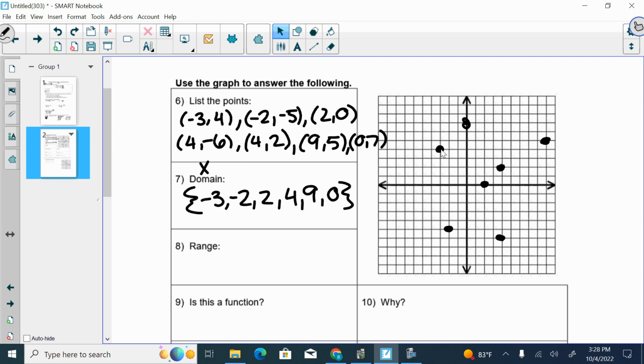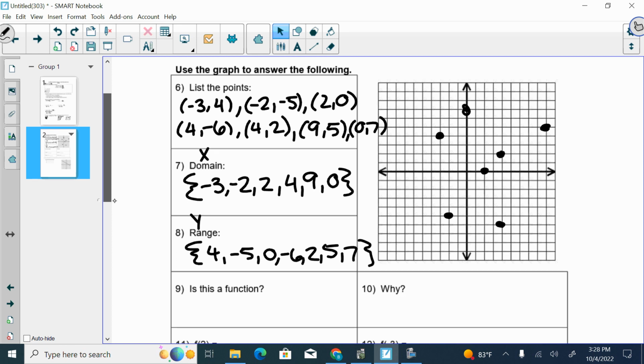Okay. All right. So that means my range is my y's. And now I'm going to list all of those. What are our y's? 4. -1. 0. Good. -6. Good. 2. 5. And good.